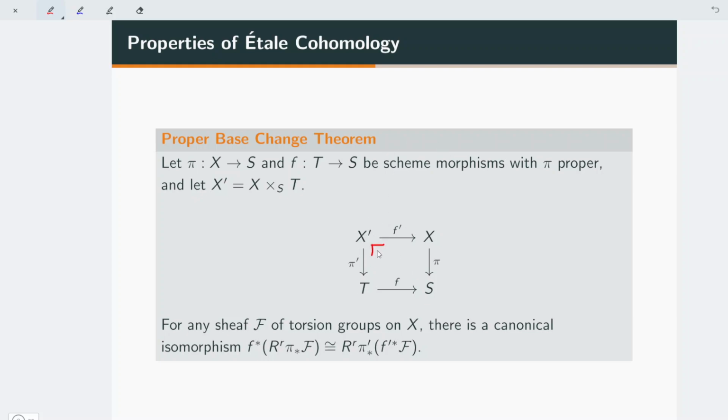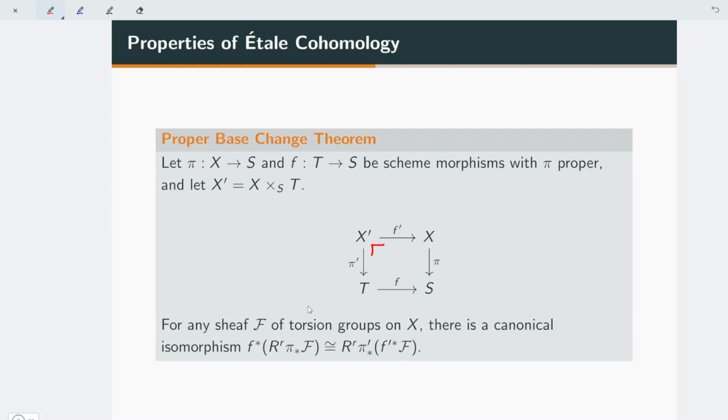I don't know how to do this in LaTeX, but this is like a right angle that we use for a Cartesian diagram. So we've got schemes X, S, and T. The map from X to S is a proper map. The map F here is just any map of schemes. And X prime is the pullback of this diagram.